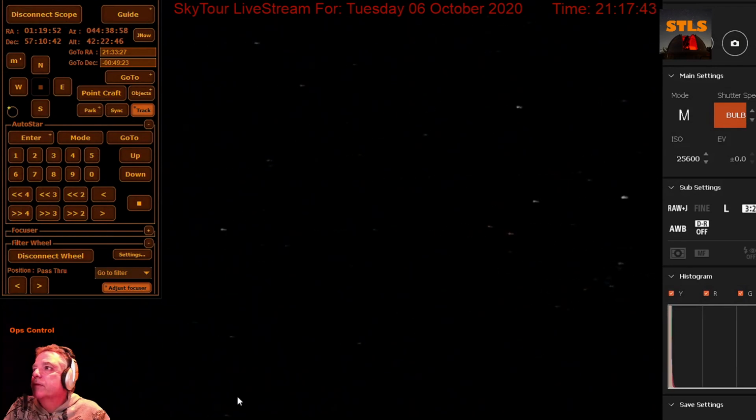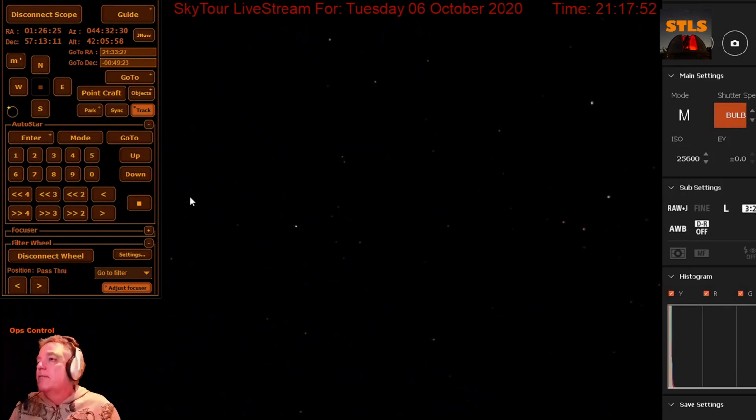The double cluster is just beautiful. It wasn't those two, actually. It was this and that over there. This is the double cluster. It fills the whole view.